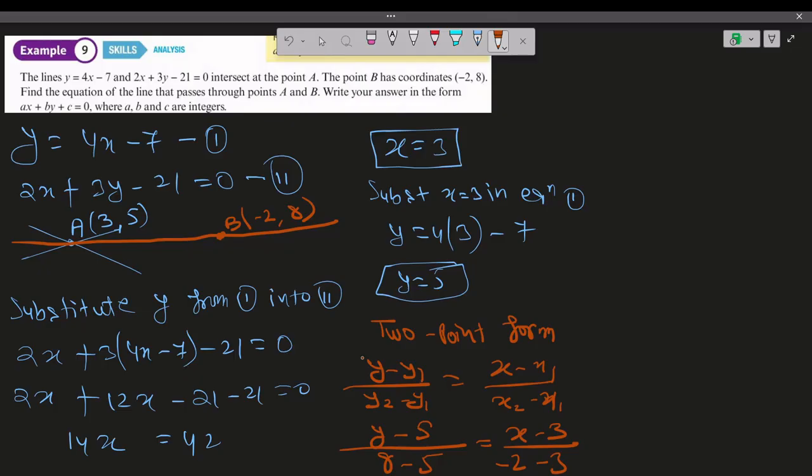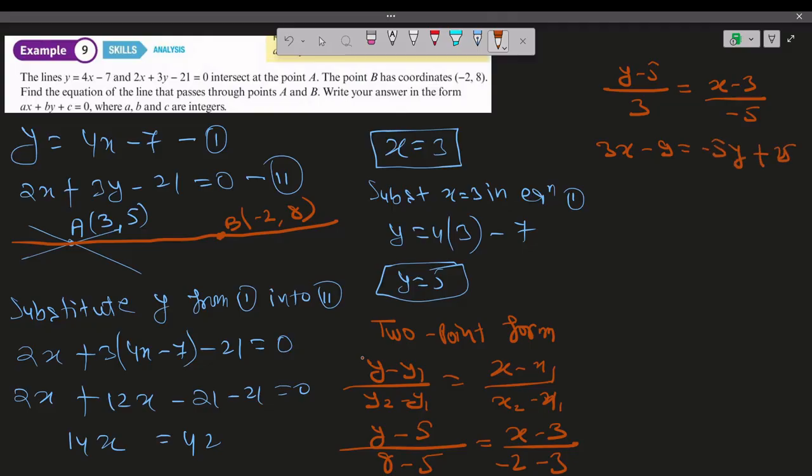So what we got is (y - 5)/(8 - 5) = (x - 3)/(-2 - 3), that is, minus 5. Now we can cross multiply. So this will be 3 into the whole thing, so it will be 3x - 9 = -5y + 25.